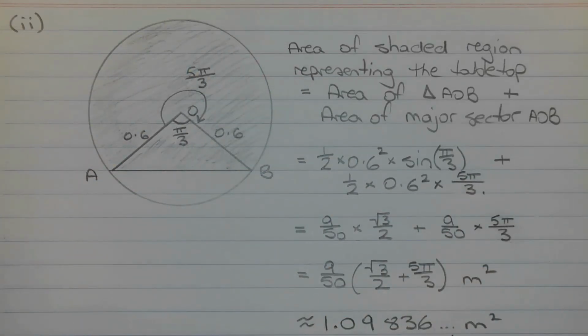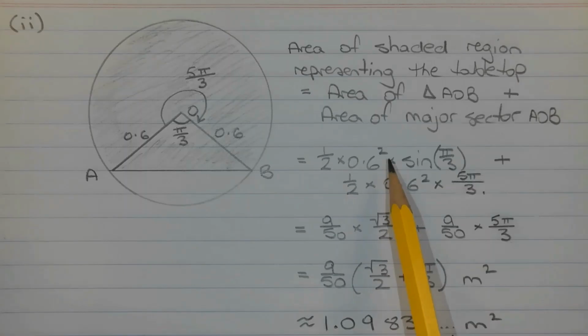Now the area of triangle AOB is found using the area rule, that's half times a times b times sine theta. In this case, a and b are the radii of the circle, which is 0.6, and theta is pi over 3. So we have half times 0.6 squared times sine of pi over 3 plus the area of the major sector AOB. Half times the radius squared times the angle in the major sector. So half times 0.6 squared times 5 pi over 3 radians.